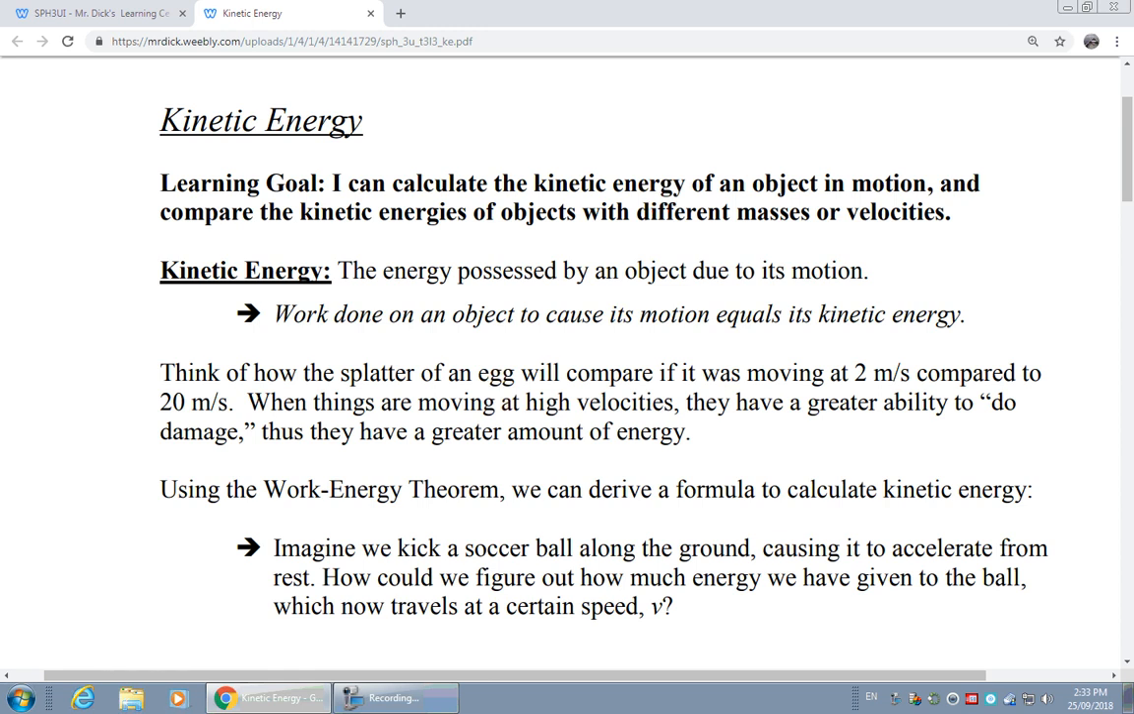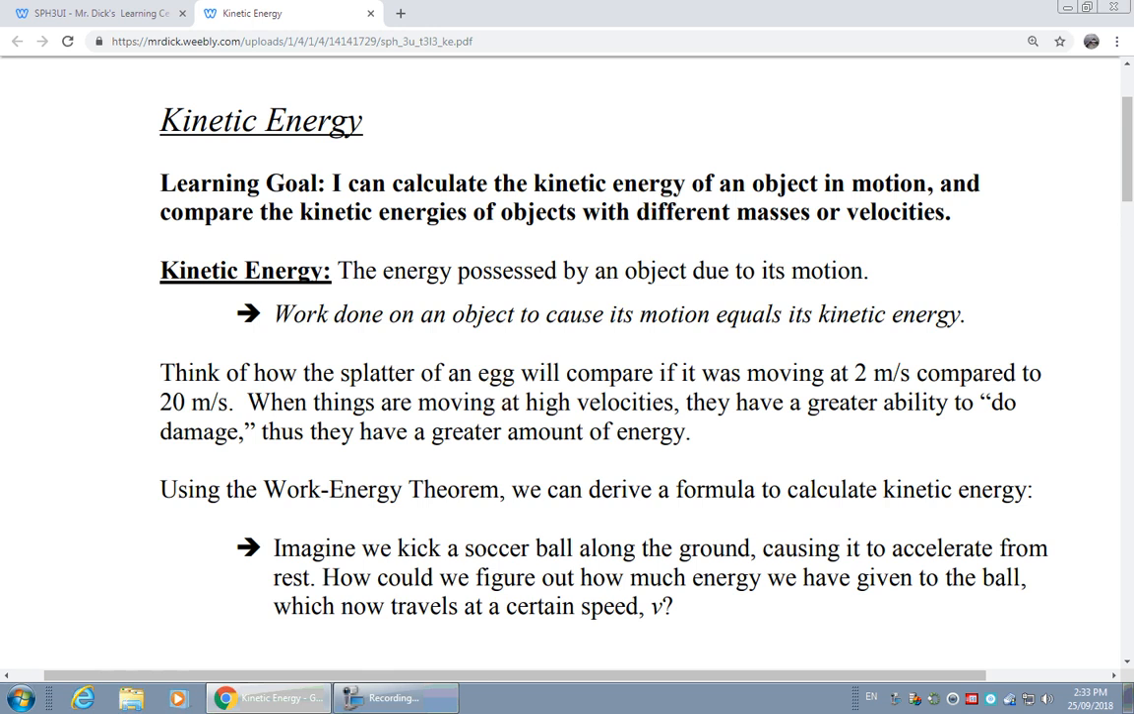And again, if we think of an egg moving, think about how the splatter would compare if it was just moving at 2 meters per second compared to how much it would have if it was moving at 20 meters per second. So when things are moving at really high velocities, they can do more damage. And so that must mean that if they're moving at a greater velocity, they have more energy. Also, you can imagine if it was a much bigger object than an egg, something with a lot more mass, it would have even more ability to do damage. So we should expect that mass will have something to do with this as well.